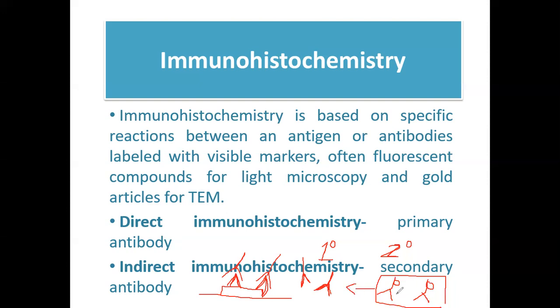So, ibig sabihin, these are your anti-human globulin or AHG. Di ba, these are your anti-A antibodies, and this one are your antibodies against your anti-A antibodies. Nakuha nyo ba?